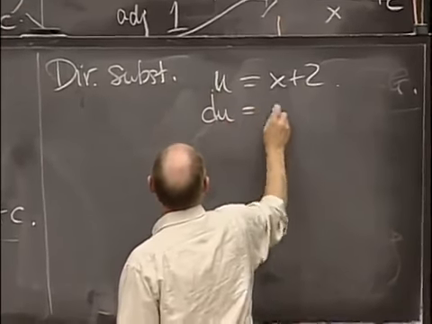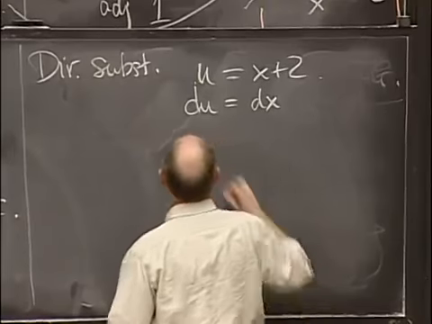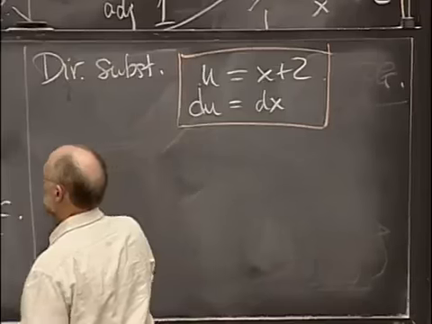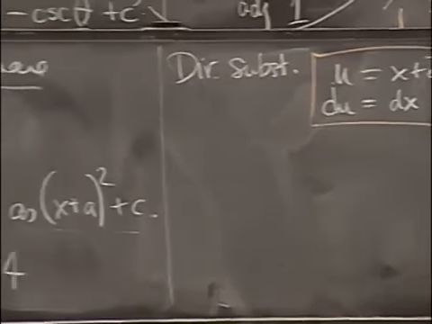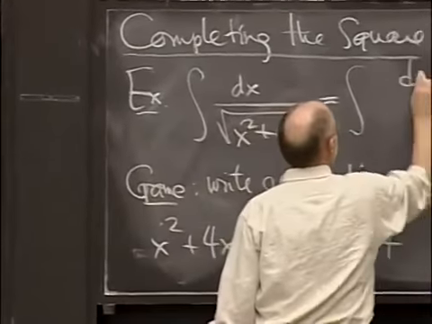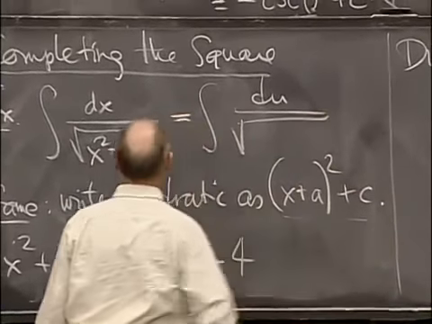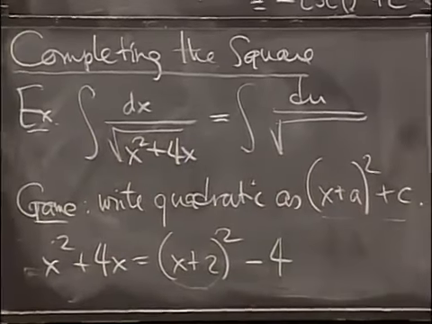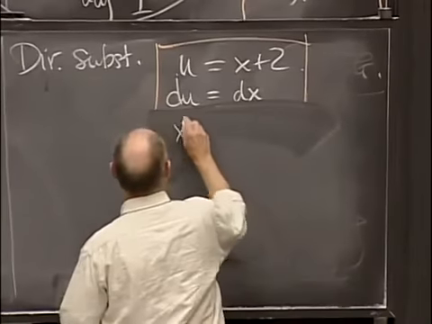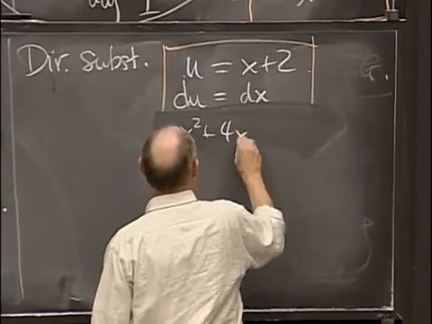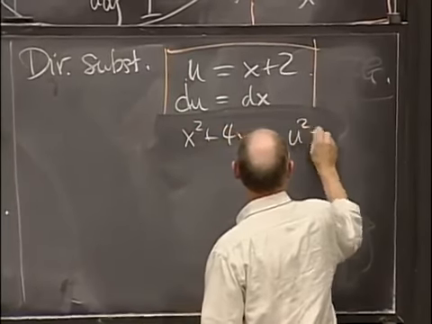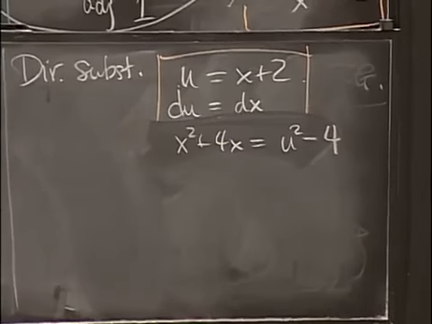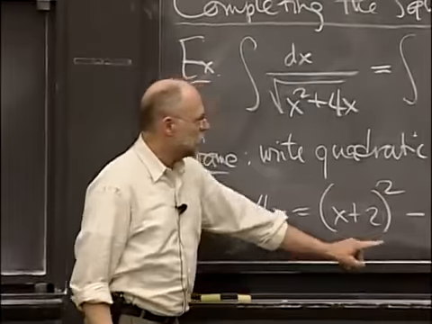Figure out what du is. That's pretty easy. And then rewrite the integral in those terms. So dx is du. And then in the denominator, I have the square root of that. Oh, yeah. So I think as part of this, I'll write out what x squared plus 4x is. The point is, it's equal to u squared minus 4. x squared plus 4x is u squared minus 4.